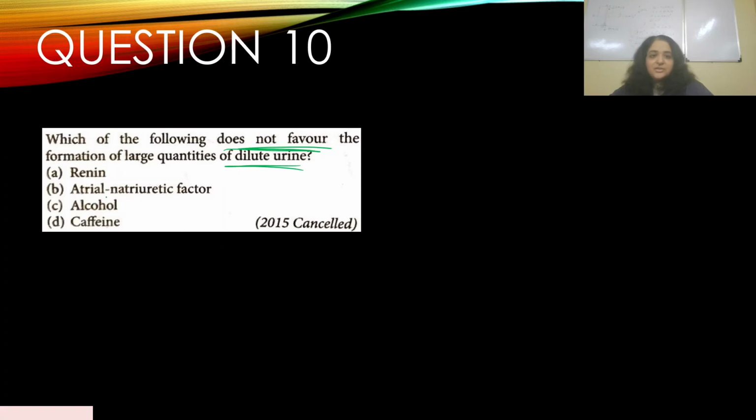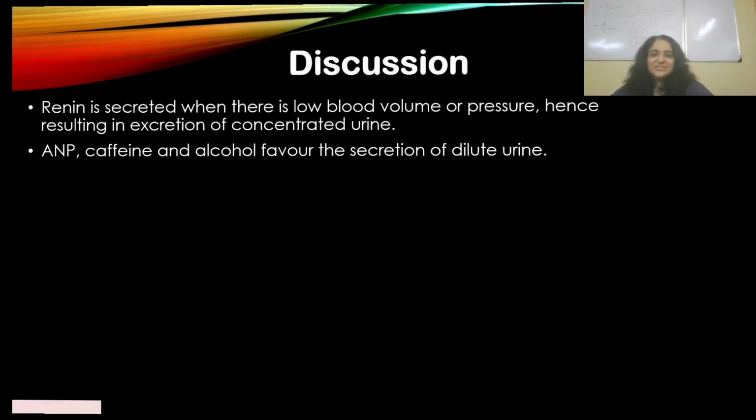Whereas atrial natriuretic factor, alcohol, caffeine, they are all diuretic. They favor the formation of dilute urine. ANP or ANF is secreted when there is high blood volume or high blood pressure, so they want the water to be excreted out of the system. Alcohol is a diuretic, caffeine is also a diuretic. So clearly it is renin that does not favor the formation of large quantities of dilute urine. So answer is A.